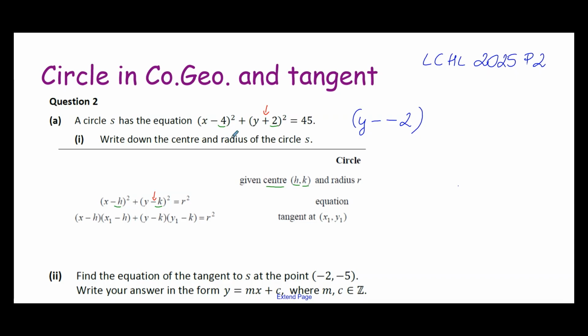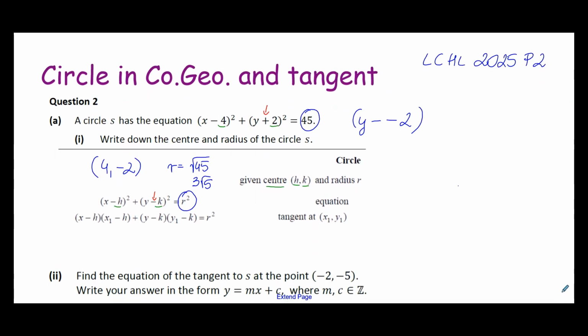So the center, in this case, is 4 and minus 2, and then the radius is the number at the end, to the power of 2. Our radius to the power of 2 is 45. So the radius will be the square root of 45. And if we put that in the calculator, we get 3 square root of 5. Okay, so that's simple enough.